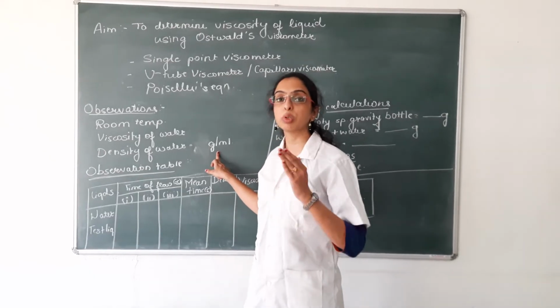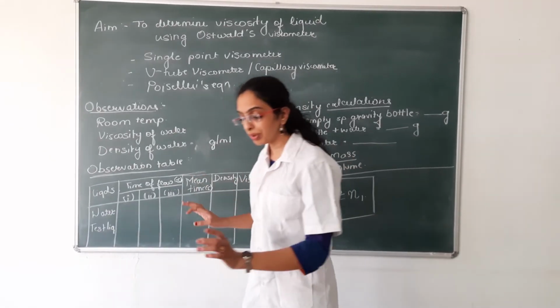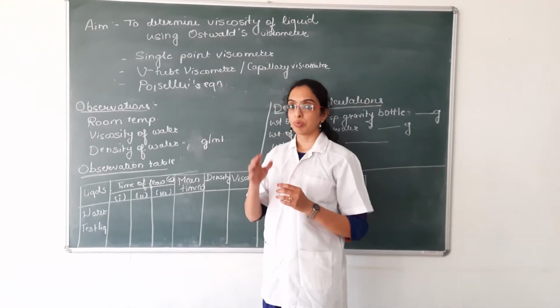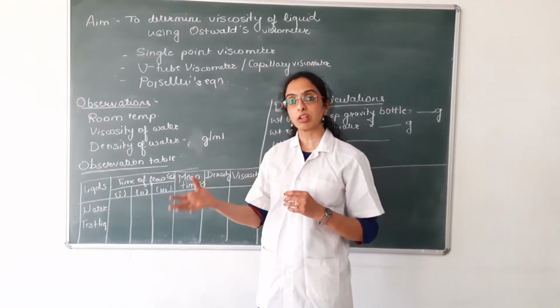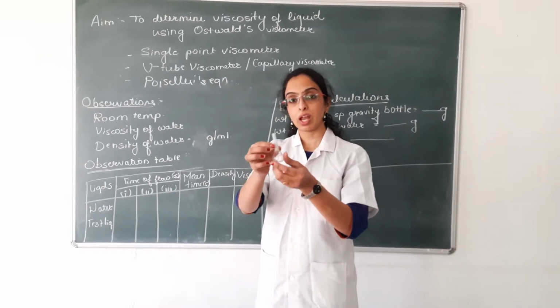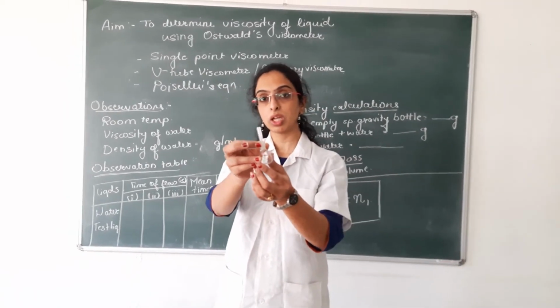So the first step towards this is that first of all, we will determine the density of the liquid, that is, first the water and second whatever unknown liquid we are going to take, with the help of this specific gravity bottle.